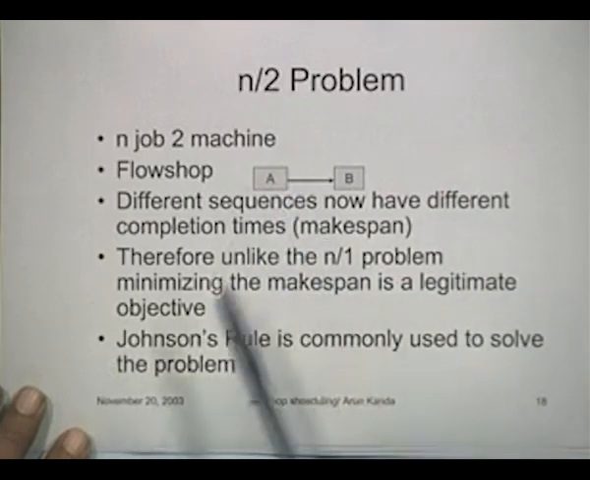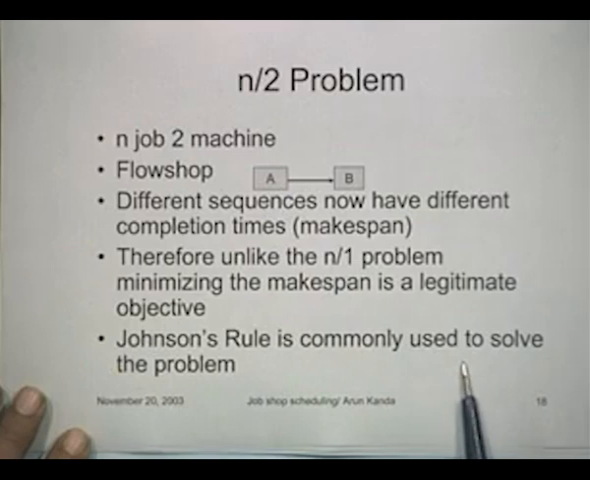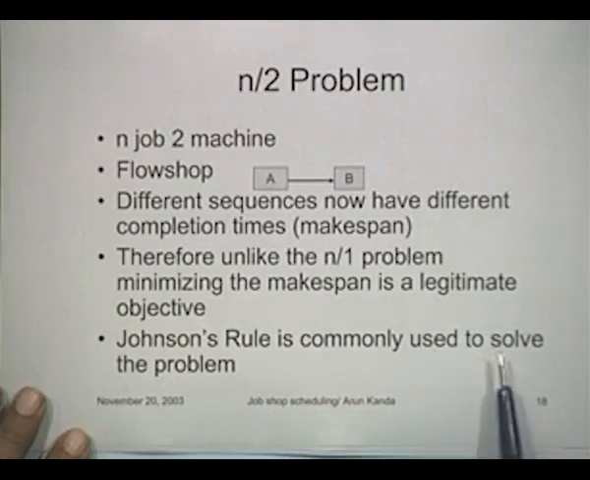So the rule which is commonly used for solving this type of problem, the N2 problem, is Johnson's rule, and it's easily used to solve the problem. Have you had an exposure to Johnson's rule earlier? Okay. So how we solve it is, suppose we have this problem, let's try to solve it.